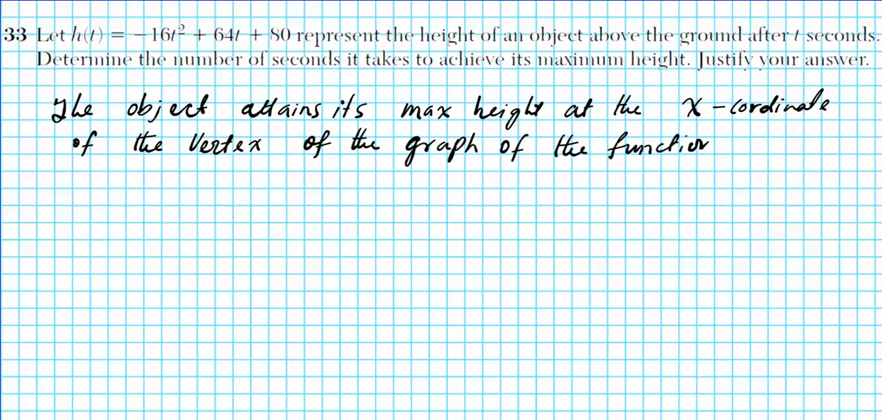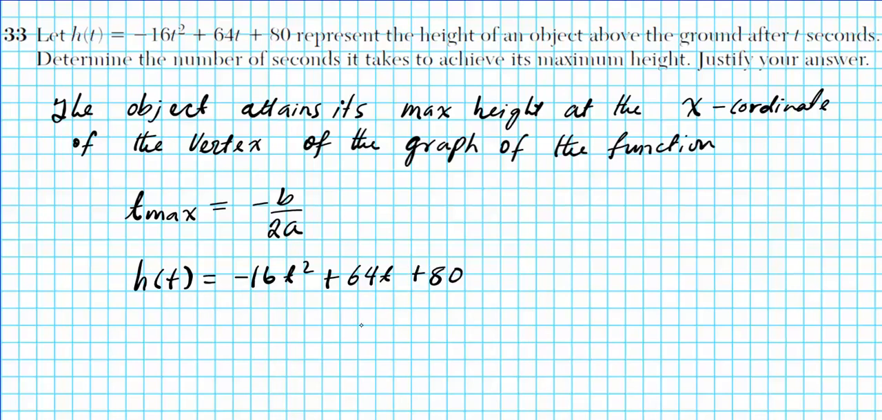So how do you determine or calculate the vertex of this function right here? There are different ways you can do it. You can complete the square, you could use your graphing calculator, or you can use a formula. I'm going to be using the formula, okay? So Tmax, basically the time that it achieves its maximum height, is equal to negative b over 2a. Okay, so this is what we're going to be using here. So we have the function h of t equals negative 16t squared plus 64t plus 80. So let's see, what is a? a is negative 16, b is 64, and c is 80.